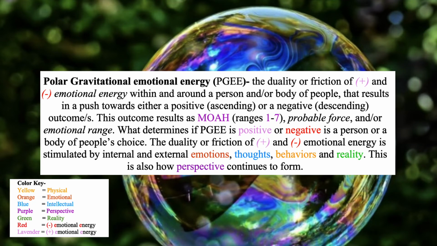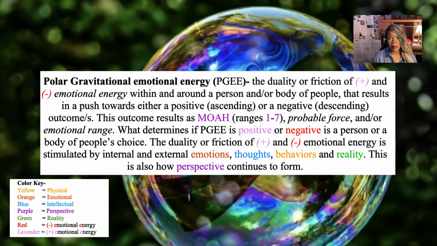The duality or friction of positive and negative emotional energy is stimulated by internal and external emotions, thoughts, behaviors, and reality. This is also how perspective continues to form. In other words, there's always going to be something that stimulates powerful emotions, either positive or negative. But this is where the question lies. Will the deterring emotions be allowed to derail one from the main goal or from the outcome they want? Whether that be autonomy, dependency, dominance, or liberation.